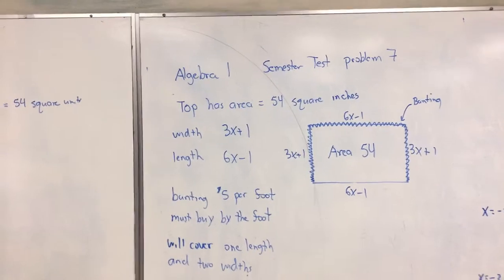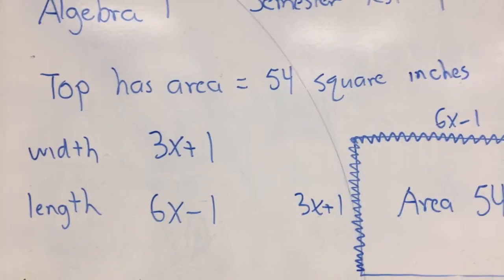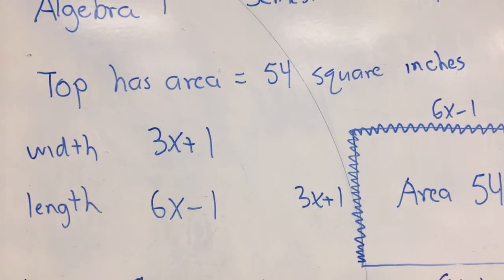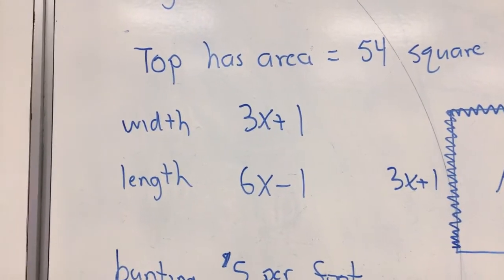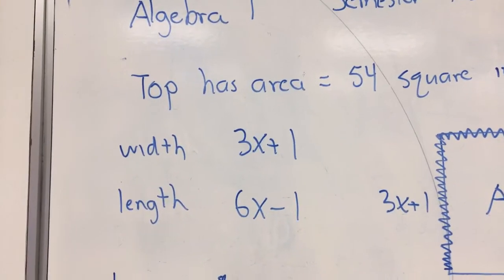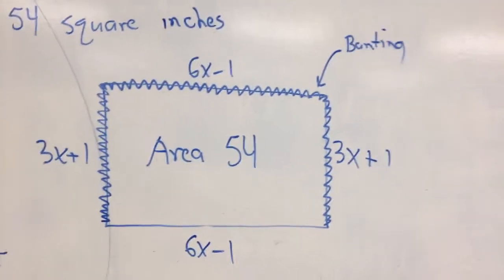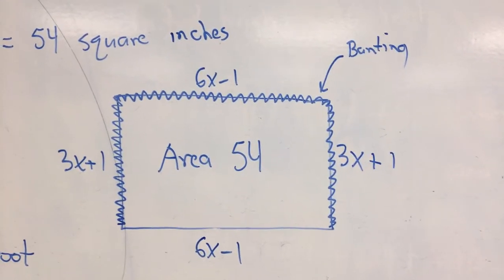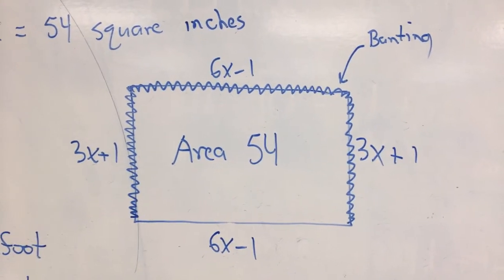Okay, so problem number 7. I am given the area. In this example, it's 54 square inches. The width is 3x plus 1, the length is 6x minus 1, and the area is 54. So what do I do? I draw a picture. I draw a picture of a rectangle. Area is 54, and I put the length and the width in there.